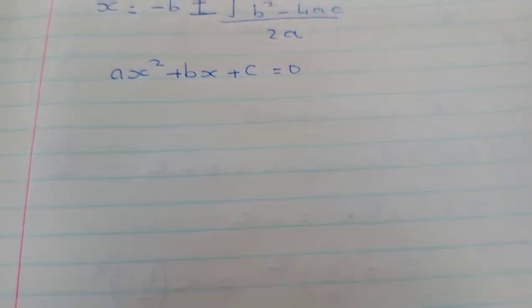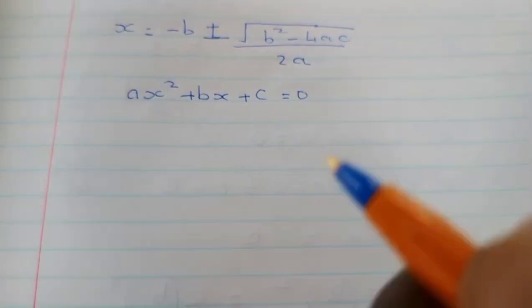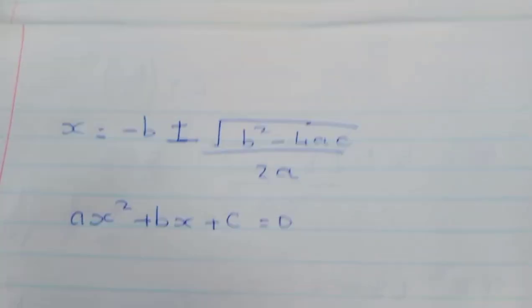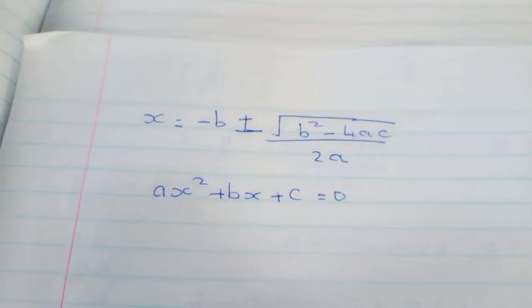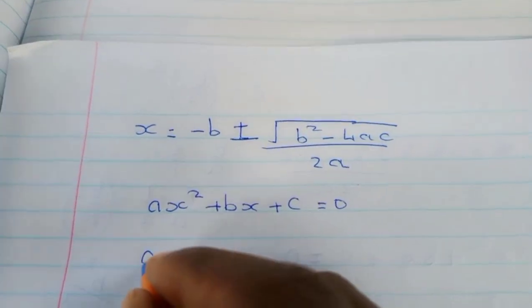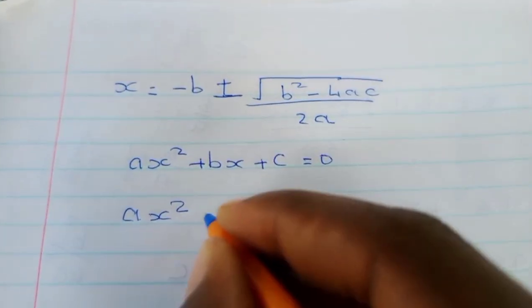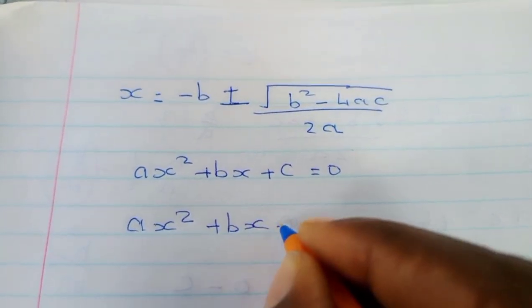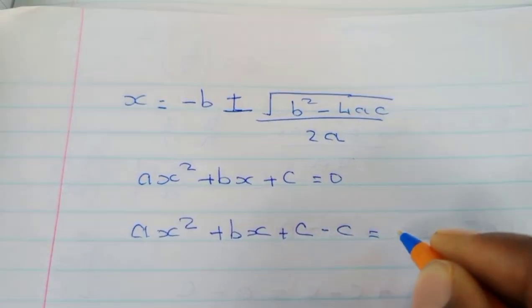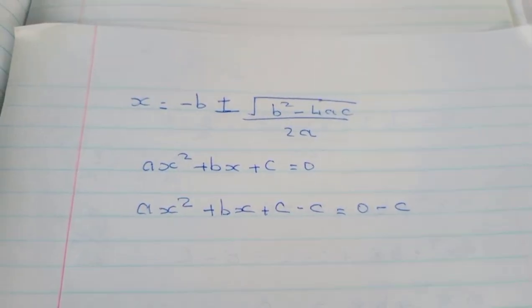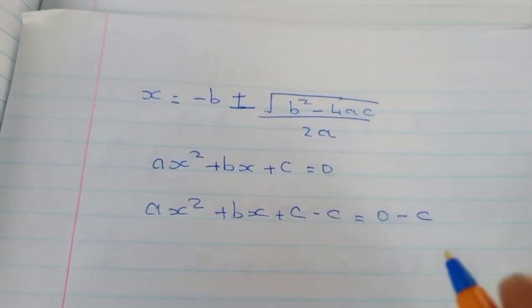Now, we want to make it a perfect square by trying to complete the square. In the complete the square method, whatever we do on the right, we also do on the left. We try to make sure that this side stays at 0.